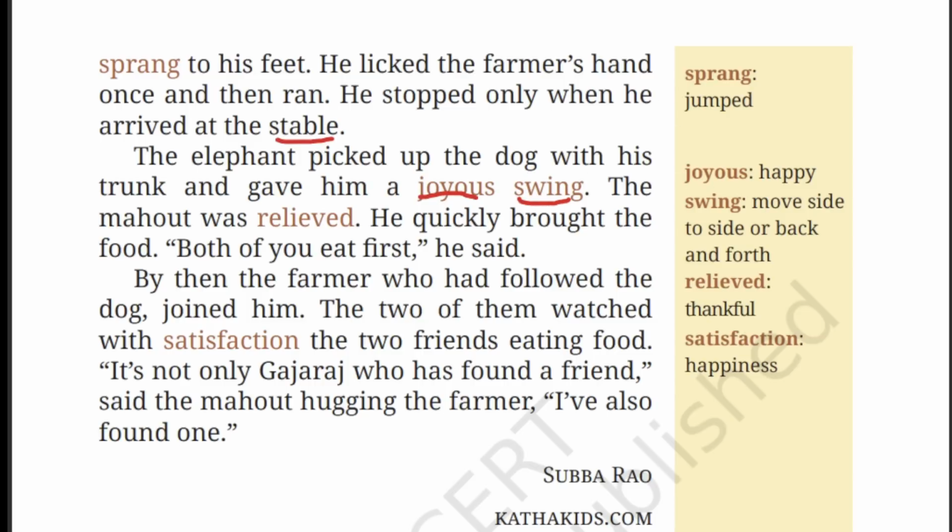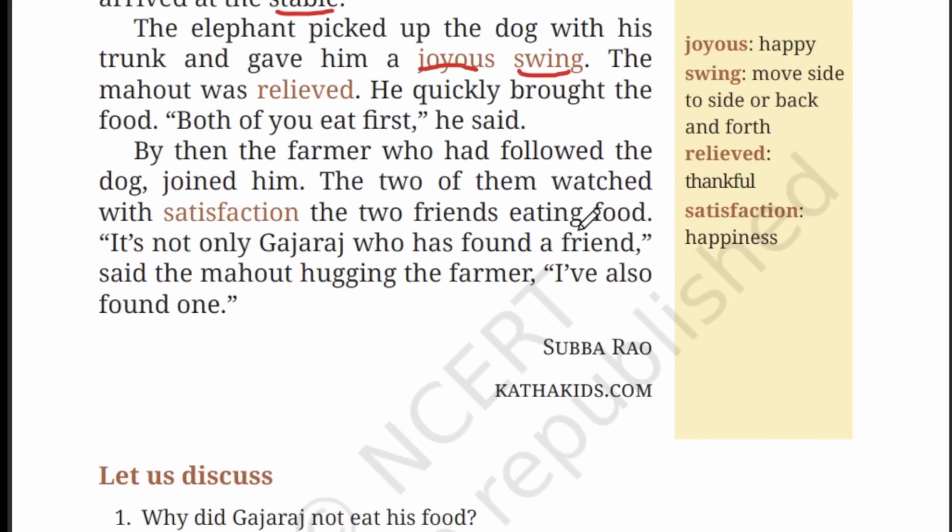Swing meaning move aside to side or back and forth, like an elephant dance. The Mahout was relieved. He quickly brought the food. Both of you eat first, he said. By then the farmer, who had followed the dog, joined him. The two of them watched with satisfaction, the two friends eating food.